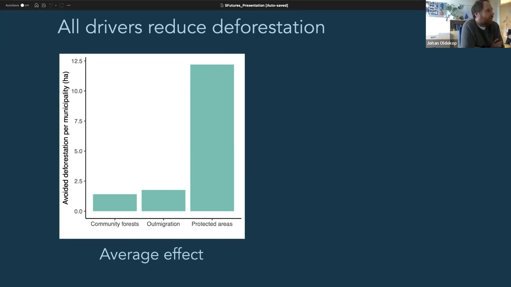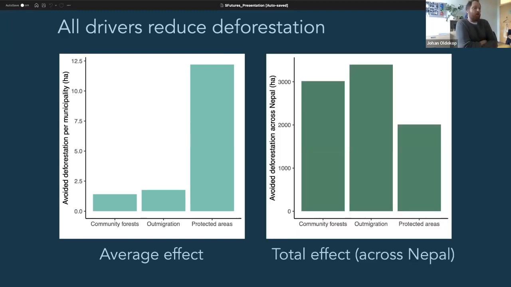But I think this actually hides something quite important. When we scale these results up and look at the effect of these across the country, we find that community forests and outmigration, which are ubiquitous across the country, have a much larger effect than protected areas. And I think this challenges our assumption somewhat about what kinds of policies can lead to changes in deforestation, because we tend to think about protected areas as one of the only mechanisms through which we can reduce deforestation.